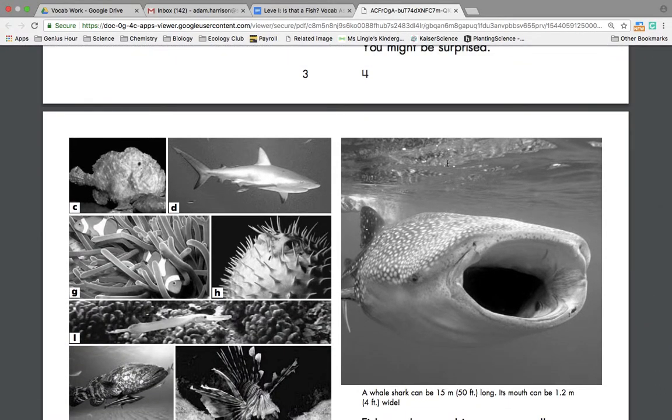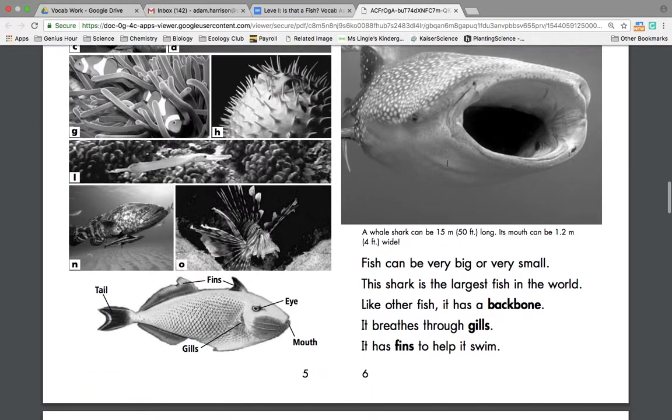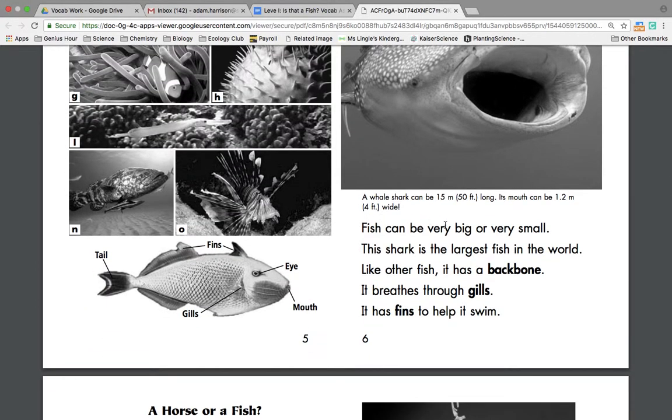I'm thinking it's not going to be what I think because I'm going to be surprised. Fish can be very big or very small. This shark is the largest fish in the world. Wow, did you know a shark is a fish? Like other fish, it has a backbone.